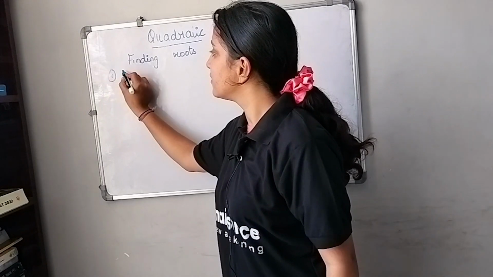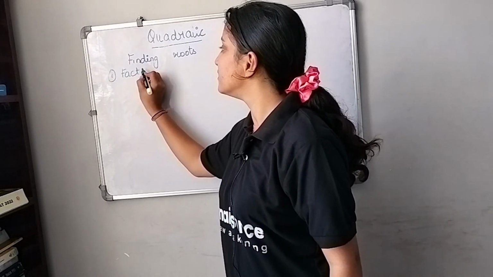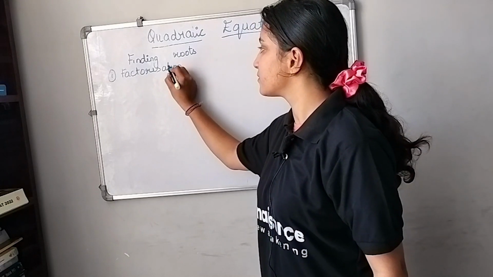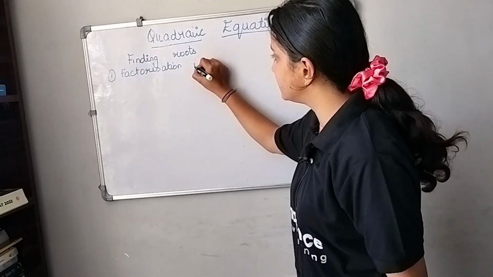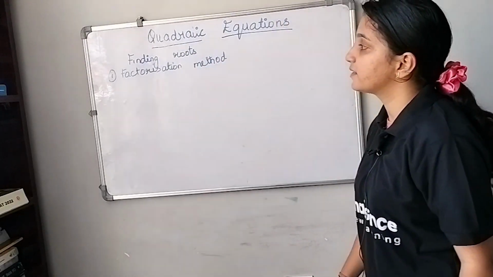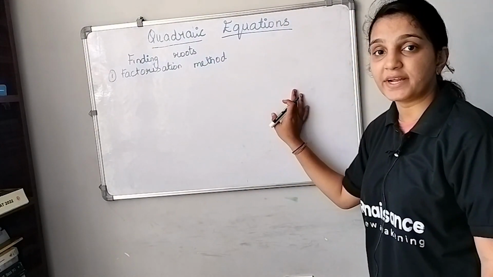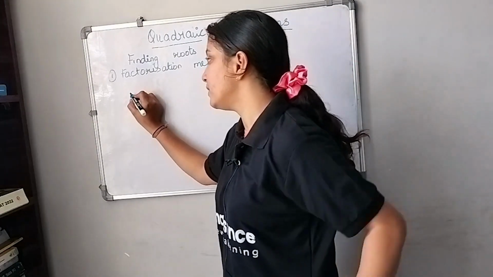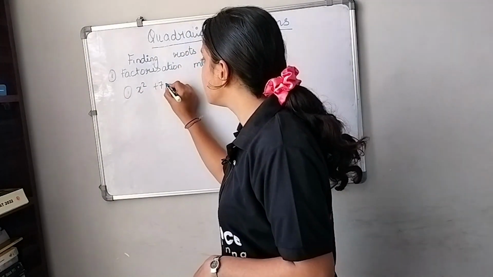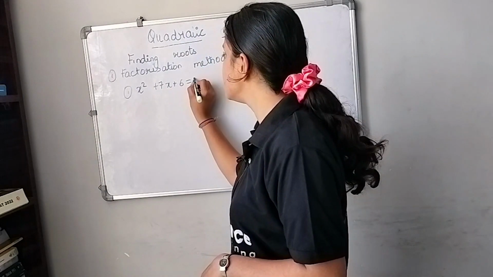First is the factorization method. Okay. Now, what is the factorization method? Where you find the factors. Now we will take an example. Suppose x square plus 7x plus 6 equal to 0.